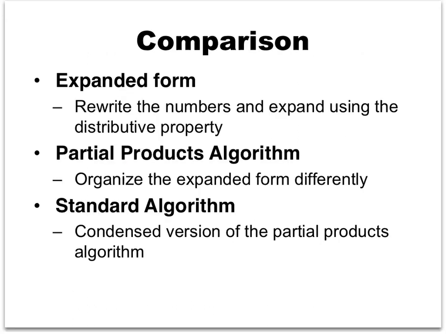Okay, so to summarize what we did here, we talked about these 3 different algorithms: the expanded form, the partial products, and then the standard algorithm. In the expanded form, we rewrote the numbers, broke them up, and then we expanded using the distributive property. The partial products algorithm is we took the work from the expanded form and just organized it differently. Just wrote it vertically rather than horizontally. And then the standard algorithm is just a condensed version of the partial products algorithm.